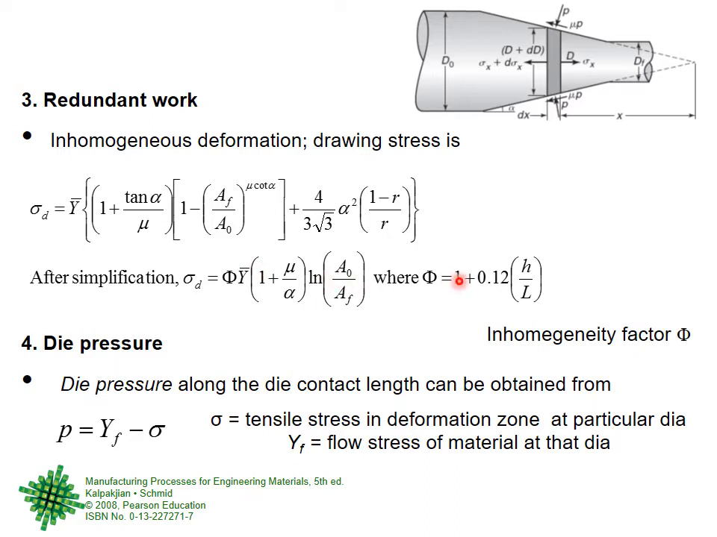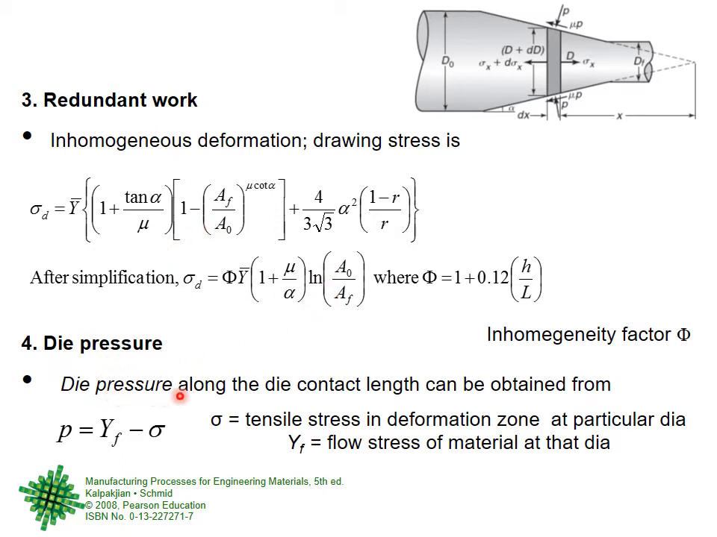And h upon L is the same thing; it is the dimensions of the billet and so on. So from here, these were the three things: there was the ideal work, then the work against friction, and now the redundant work. So that is done. The three types of work that are there are done.